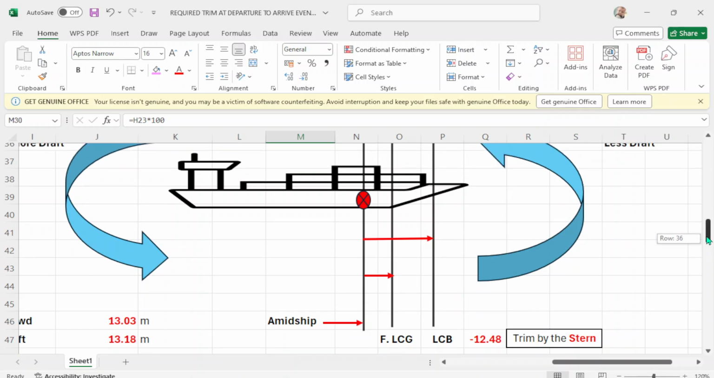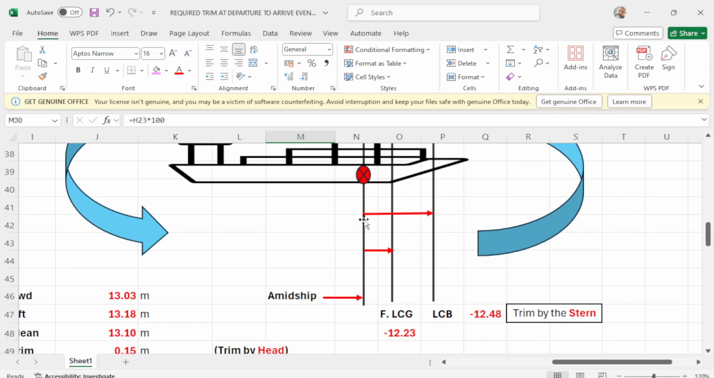Okay, this line here, and your LCB is negative 12.48. So from amidship, you measure 12.48, which is this line here. That will be your LCB of negative 12.48, which is forward part of the vessel.